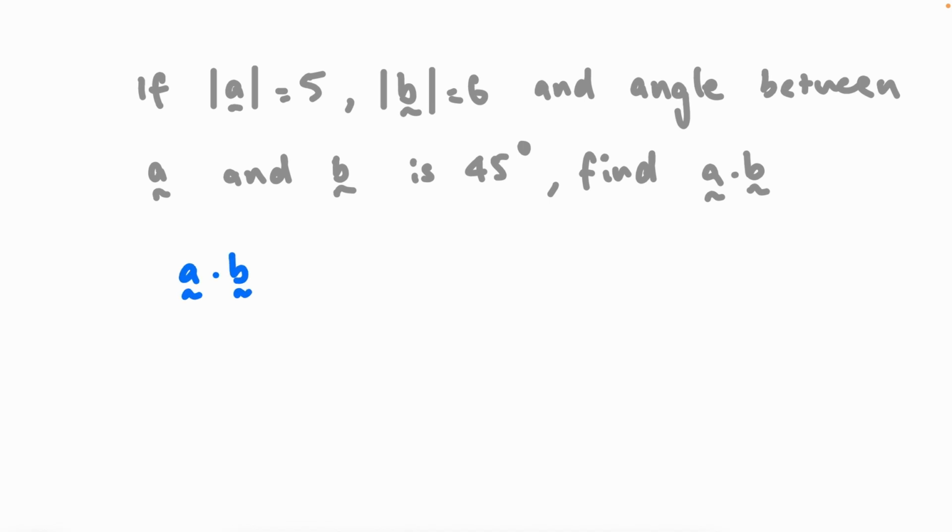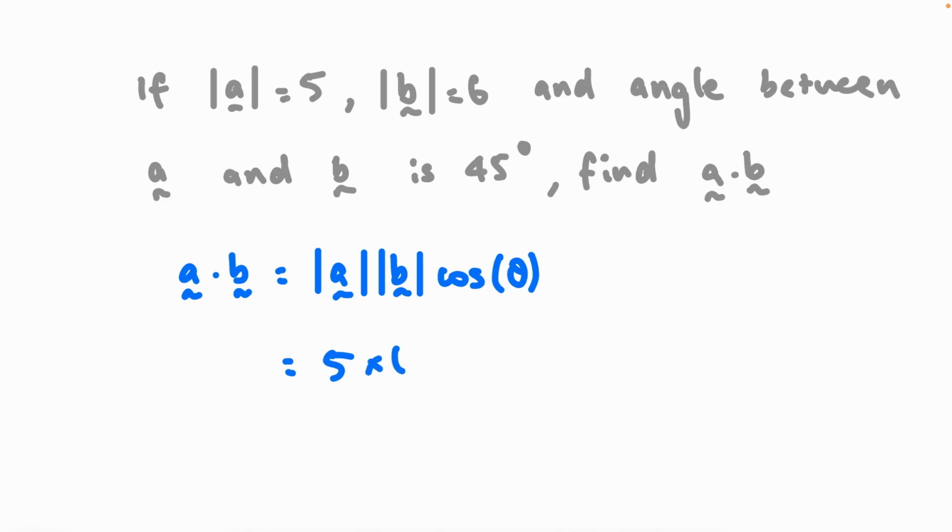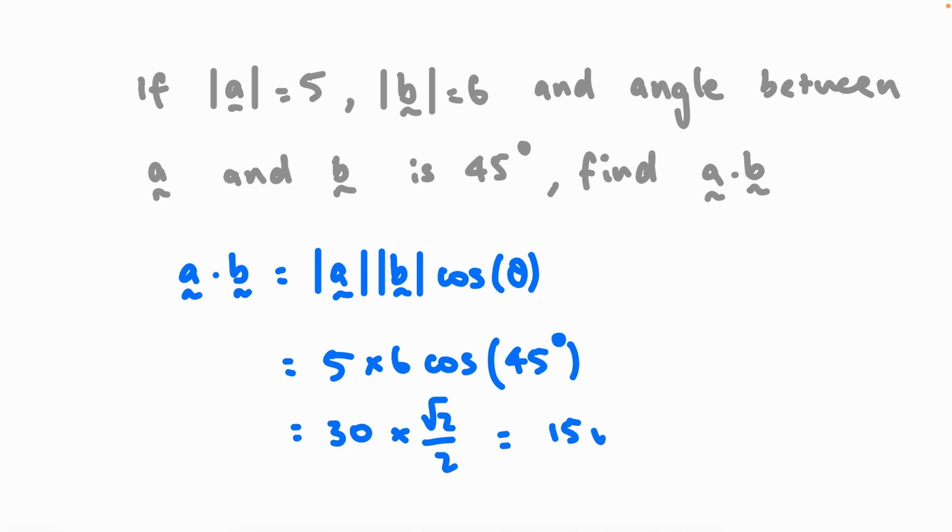Another way to represent the dot product between these two vectors is the magnitude of A times the magnitude of B times the cos of the angle in between them, which is theta. In this case, we've been told the magnitude of A is 5, the magnitude of B is 6, and theta is 45 degrees. So if we just plug it into our equation, 5 times 6 times the cosine of 45 degrees, then this is the same as 30 times the square root 2 over 2, which is just 15 root 2. So this is the dot product for A dot B here.